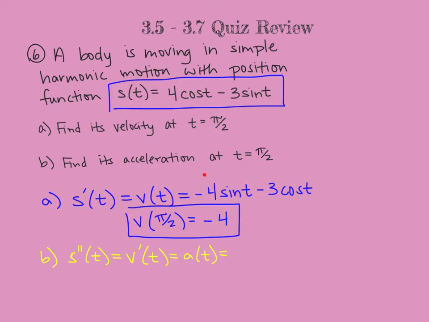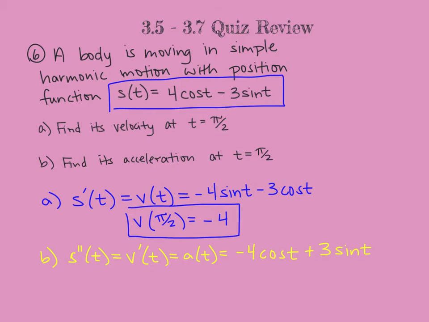So the derivative of this first term here, negative 4 sine of t, would be negative 4 cosine of t, and the derivative of the second term, minus 3 cosine t, is plus 3 sine t. This is really a problem where you just have to be careful with your positives and negatives.